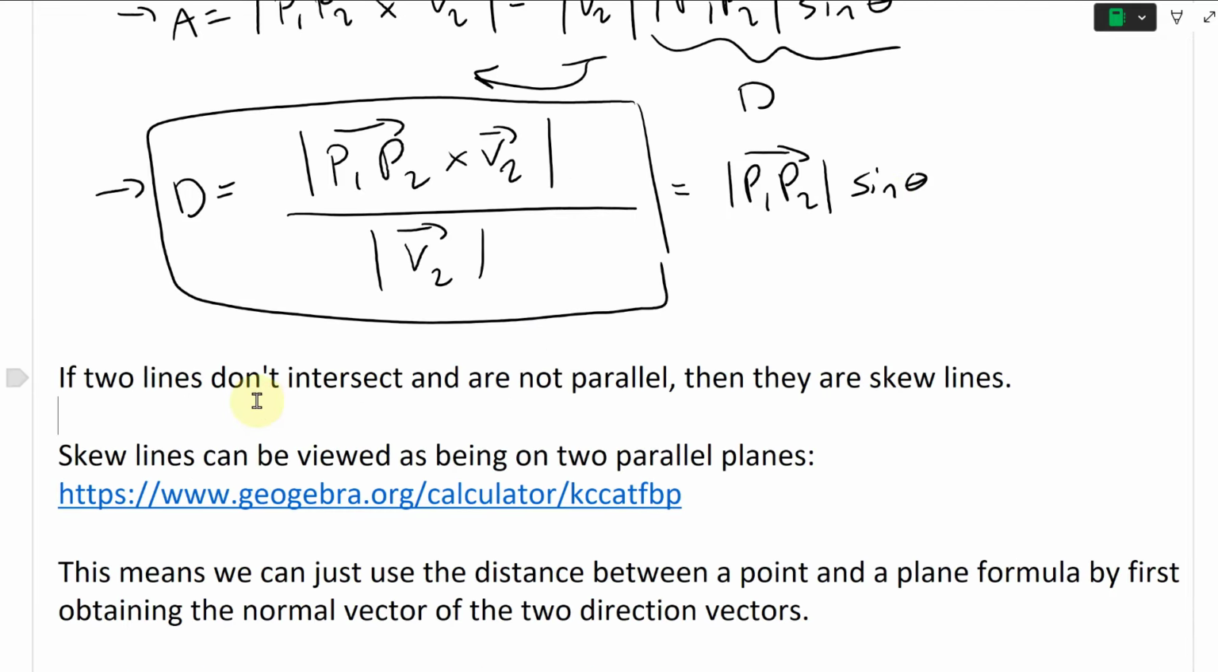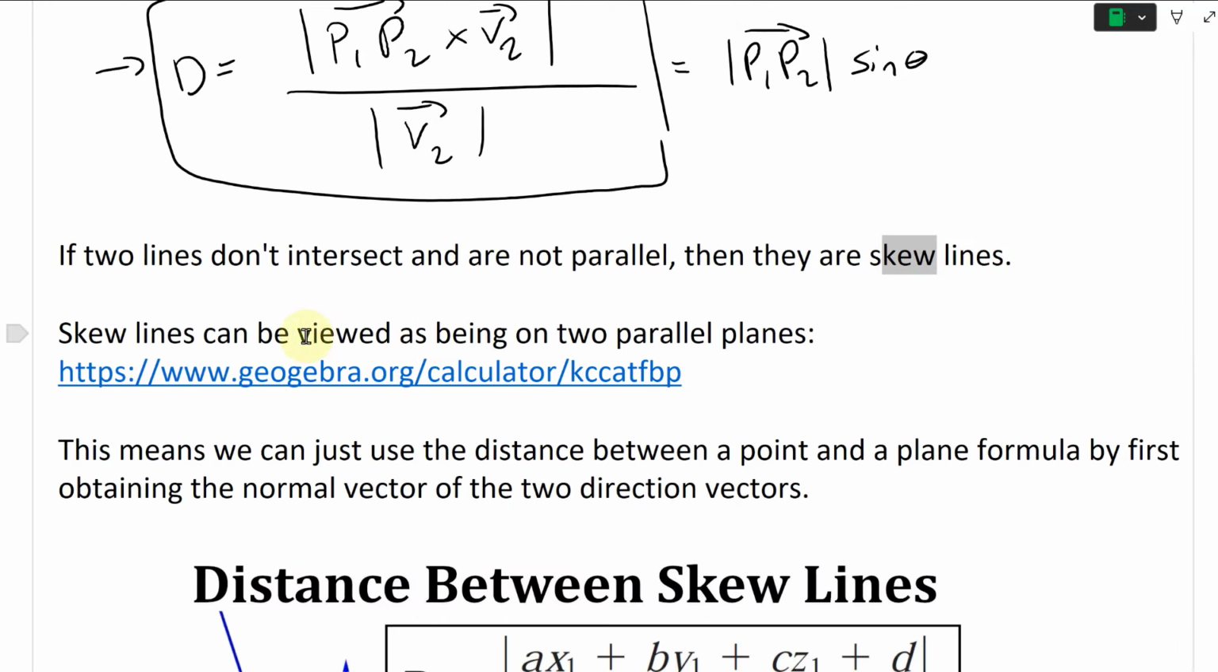All right, now going further. If two lines don't intersect and are not parallel, then they are skew lines. That's the only other alternative we have. And skew lines can be viewed as being on two parallel planes. Again, regardless of what the skew lines are, this is going to be on two parallel planes.